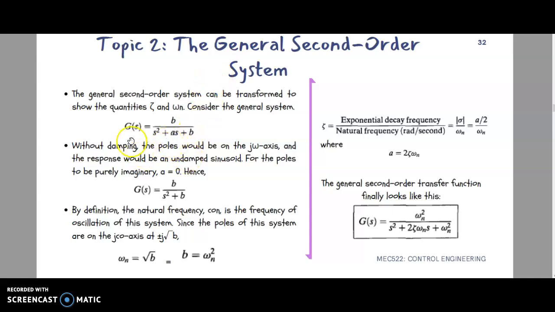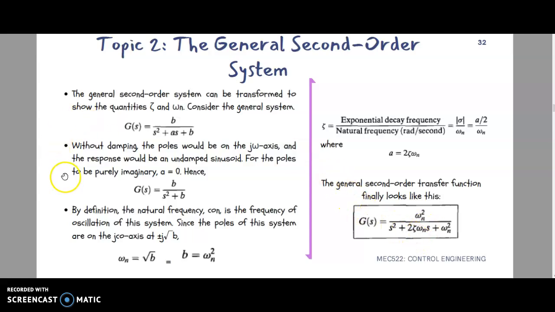And then kena replace this one. Replace s ni by omega n. That's why kita akan tukar, bukan kita akan jadikan. This one is a general. Nanti kita akan convert kepada frequency, natural frequency kan.